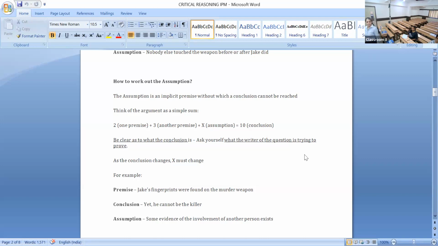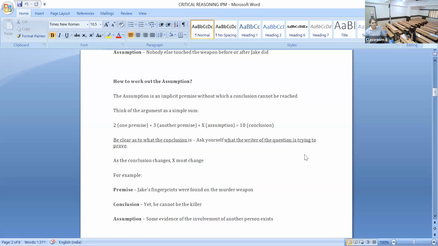Rahul, how many? 2 into 1 plus 3 into how many? Another premise means how much? Mansi? 1 plus x into how many assumptions? One assumption? Are you sure? X is a number like 2 plus many 3. Many assumptions can be there. Okay, then how will you reach the conclusion 10? 5 assumptions. Exactly. Got it? It's just a way to understand.